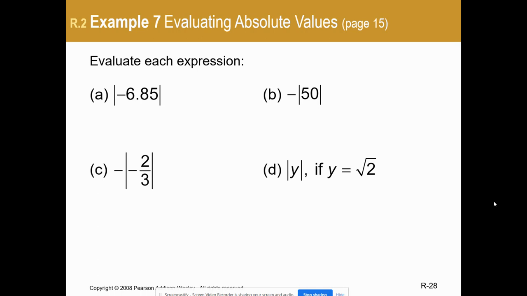Absolute value is distance from 0, and that's why absolute value can never be negative. That does not mean you can't get a negative answer, though. For part A, we're asking how far away from 0 is negative 6.85. Well, it's positive 6.85 because it's a distance. For part B, we're asking for the distance away from 0 and make it negative. So that's why the answer is negative 50. Same thing for part C. How far away from 0 is negative 2/3, and make it negative. And then how far away from 0 is y if y is the square root of 2, so we get the square root of 2.